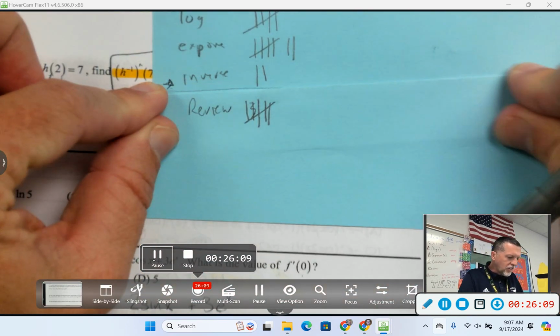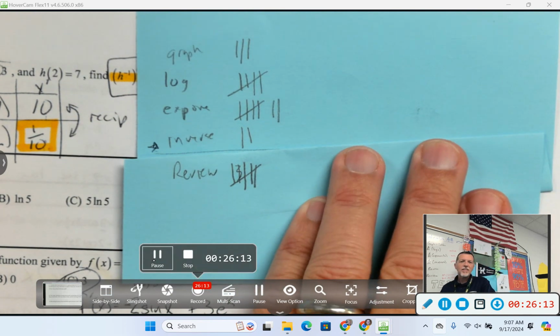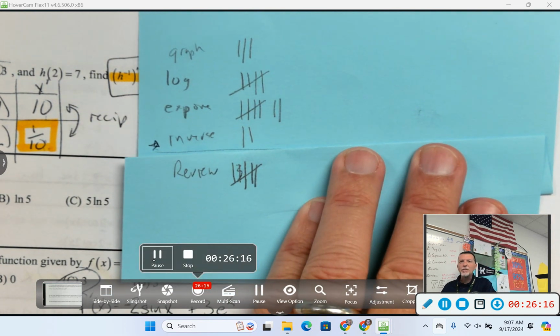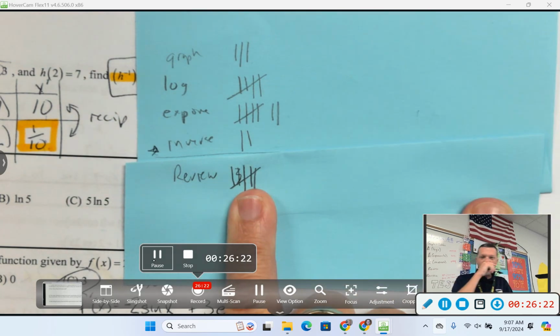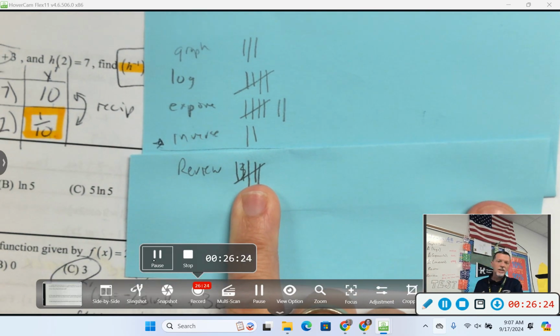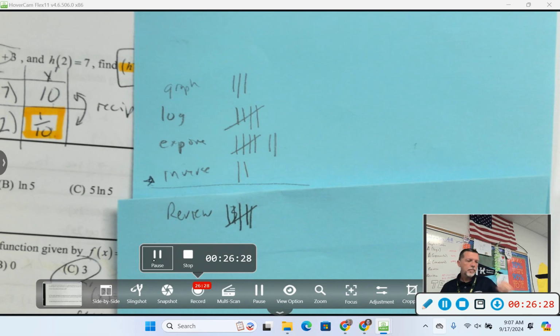Review questions, 5 or 6 of those. Again, I don't know what that adds up to. I was just trying to keep a rough count. There's definitely review questions. If you're confused by the inverses, which it didn't seem like you were, you'd probably be okay, but there are a few of them on there.